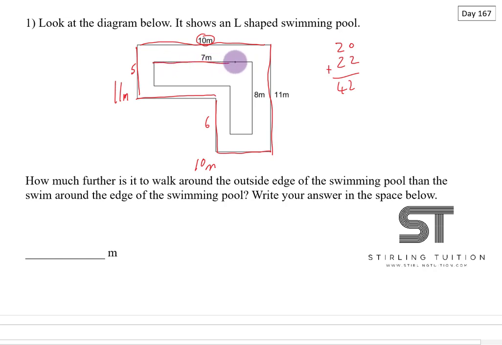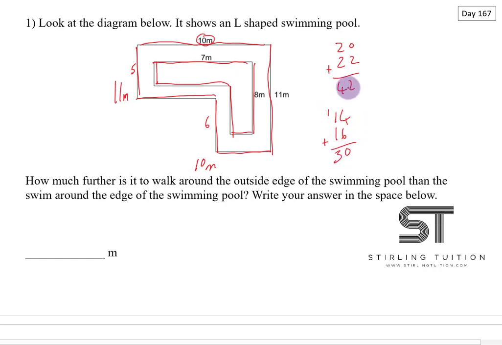So this is 7, which means this and this are also going to be 7. So 7 and 7 is 14, and this is 8, which means this and this is also going to be 8. So 8 and 8 is 16. Add these two together will give us the perimeter of the swimming pool on the inside. So 14 add 16 is 30.